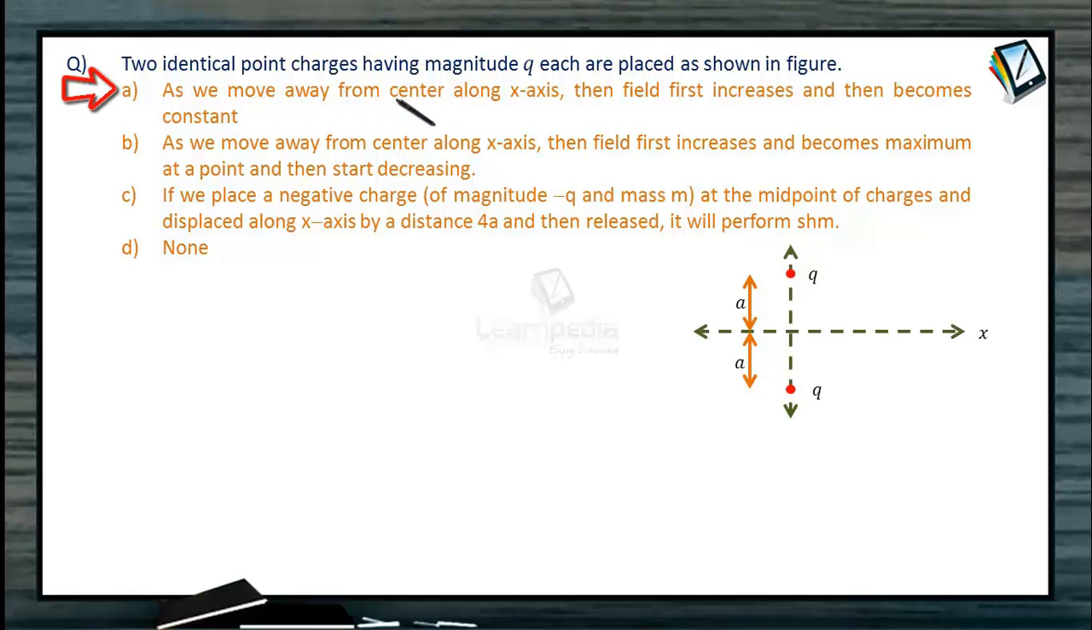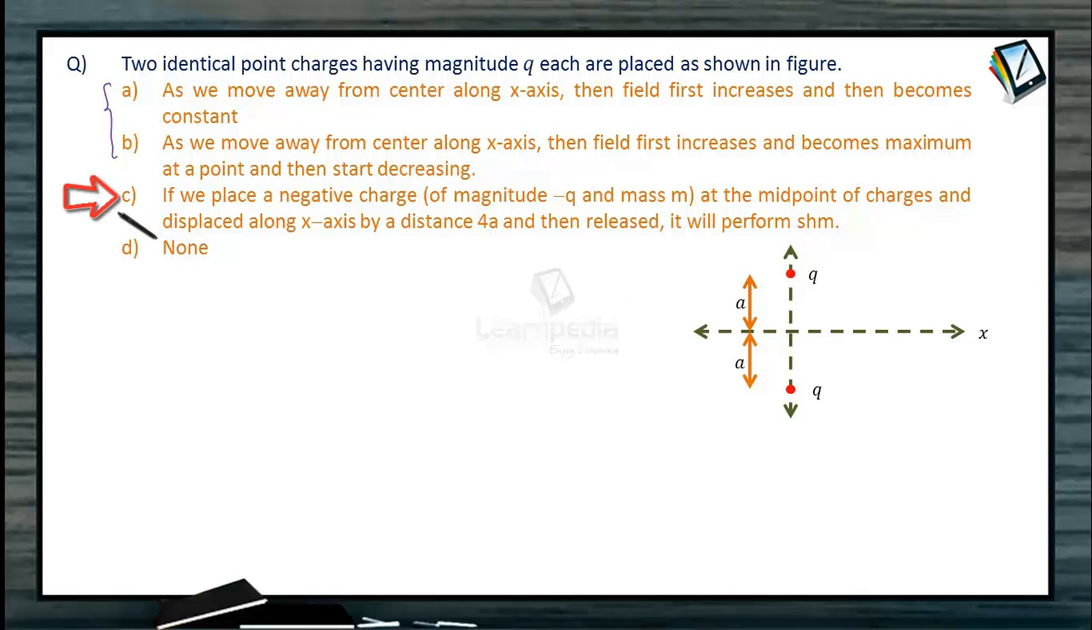As we move away from the center along the x-axis, this is our x-axis, the field first increases, then becomes constant. Or, as we move away from the center along the x-axis, the field first increases, becomes maximum at a point, and then starts decreasing. So the first two options are based on the electric field.